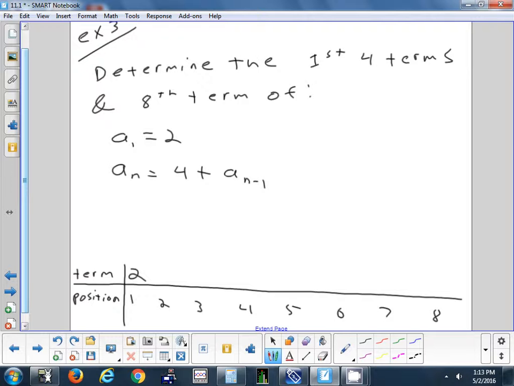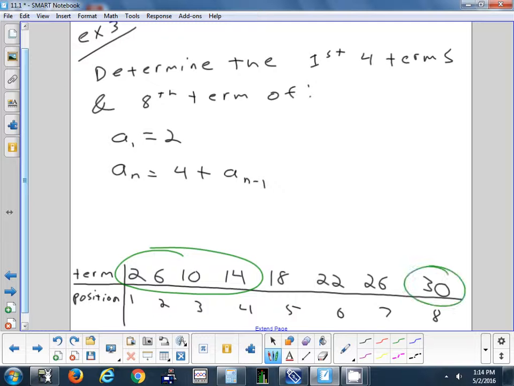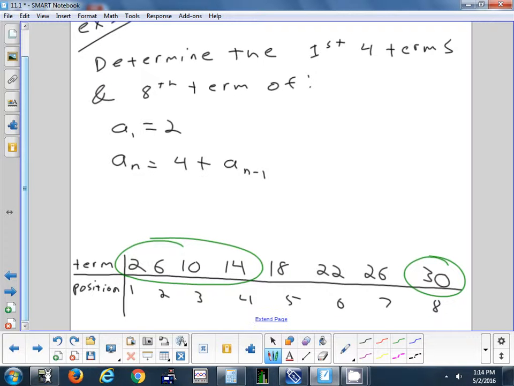Second term? 6, 6. Third term? 10, 10. Fourth? 14. Then 18, 22, 26, 30. So they wanted the first 4 and the 8th term. Any questions on finding the terms in a sequence given a recursive formula?